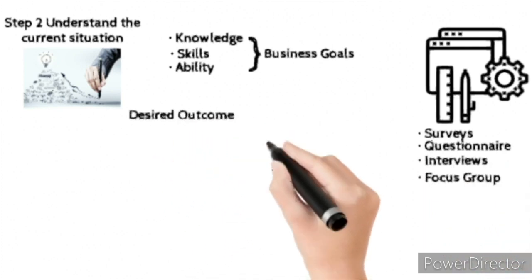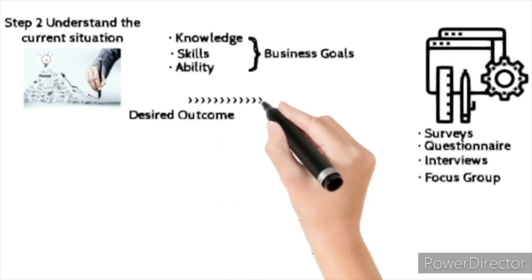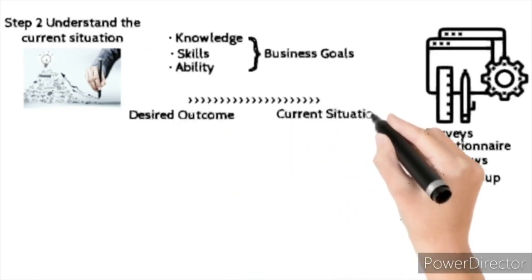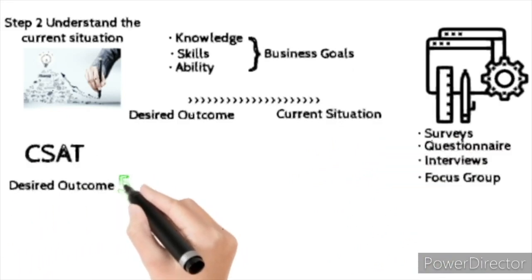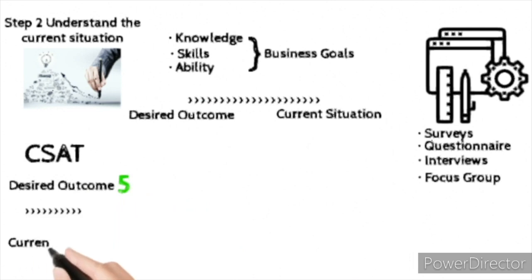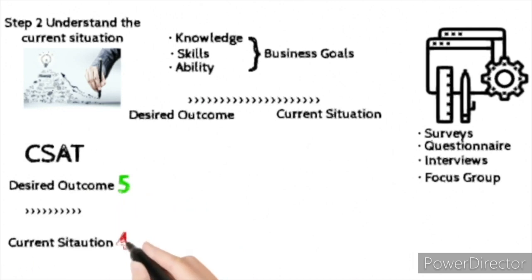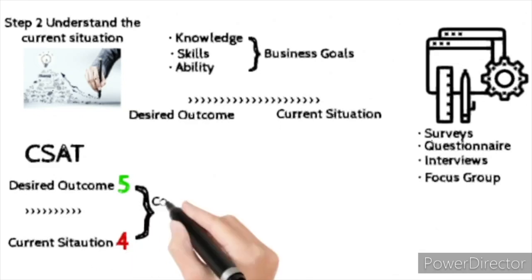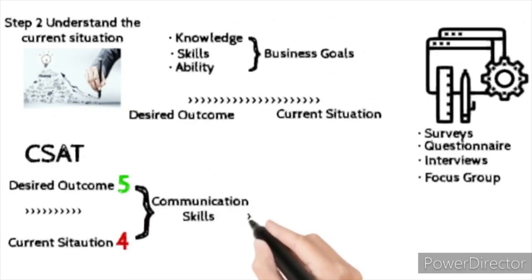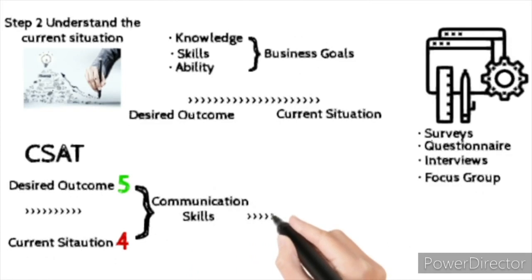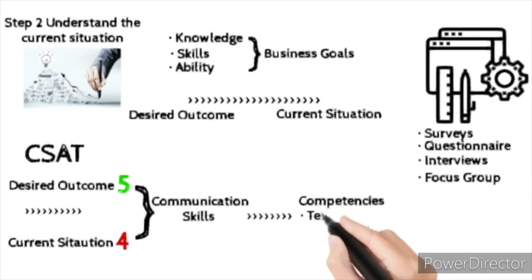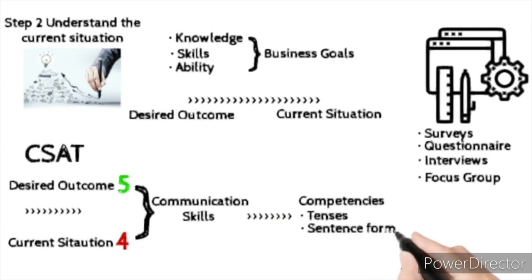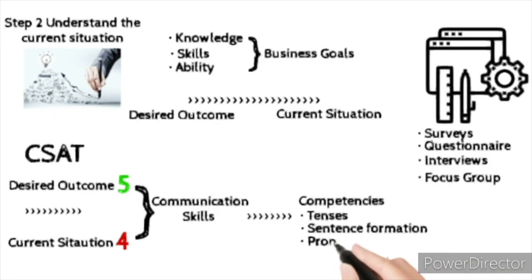Once you understand the reason for the gap between the desired outcome and current situation, it is important to narrow down the exact reason. For example, if the desired outcome is to reach a CSAT score of 5 and the current score is 4, you want to understand why the team's current CSAT score is 4. Post collection of the data, if it is observed communication is the reason for low CSAT score, it is important to narrow down further and understand which attribute is causing the low score. It could be tenses, sentence formation, and pronunciation. These will become your competencies that you need to evaluate.